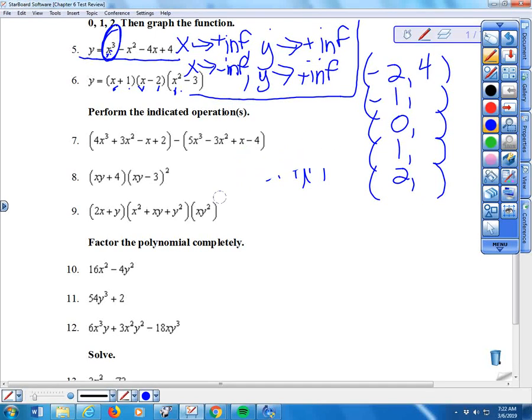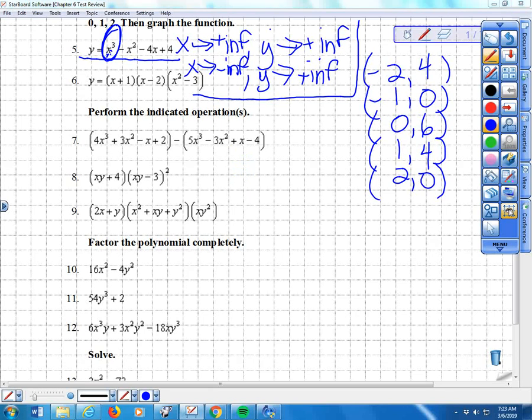Do the same thing with negative 1. Negative 1 plus 1 is 0. Don't even have to go any further, because 0 times anything will be 0. At 0, I have 1, negative 2, negative 3. So that's 6. At 1, I have 2, negative 1, and 1 minus 3 is negative 2. So that's negative 4 times negative 1, which is positive 4. And then at 2, 2 plus 1 is 3. 2 minus 2 is 0. So I'm back to 0.